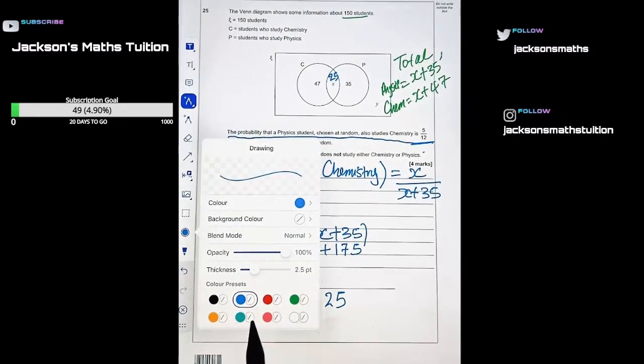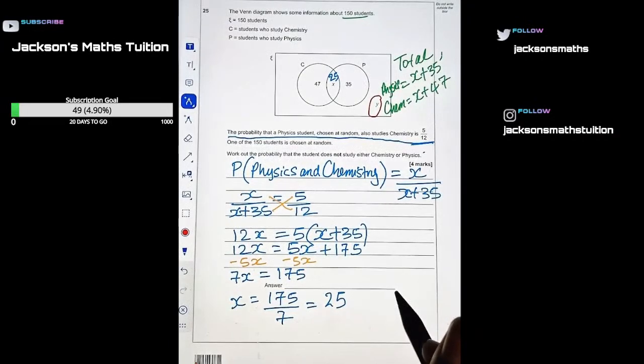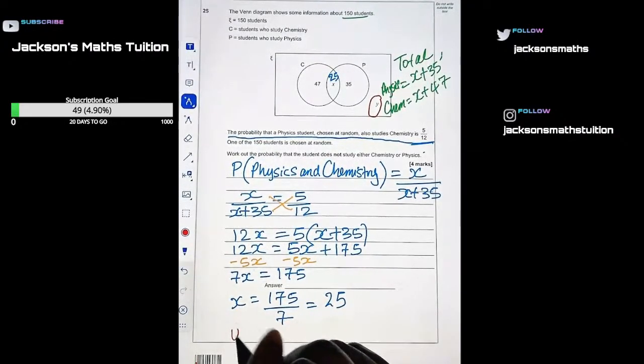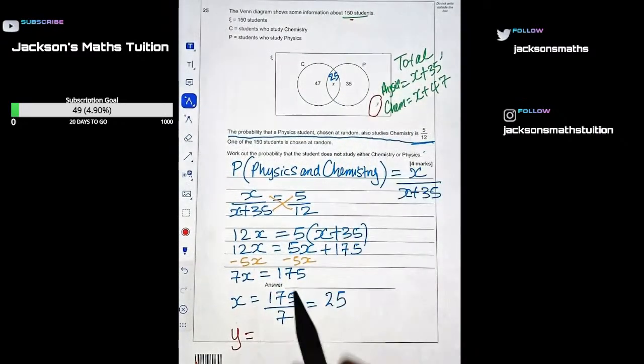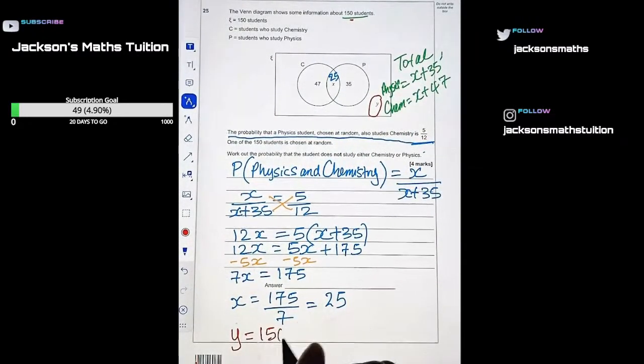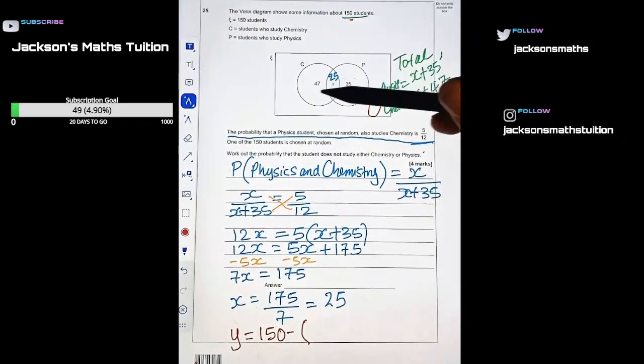So if the student is not studying chemistry or physics, we're looking at this child out here, y, the one on the outside of the circles. Okay, so let us find the value of y. Now we want the probability of y. So to get y, let's work out y first. Remember, this is out of 150. 150 students, that's universal. So y is going to be 150 minus what we have in the circles here.